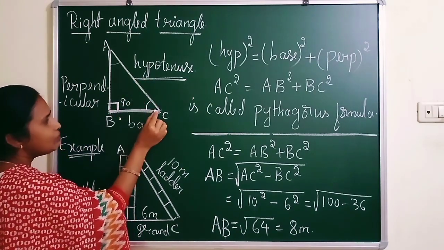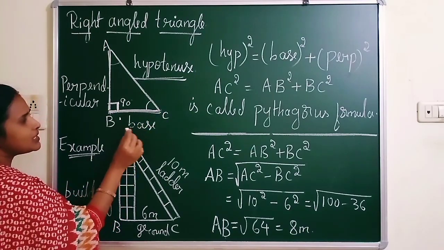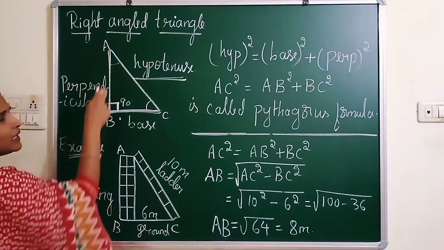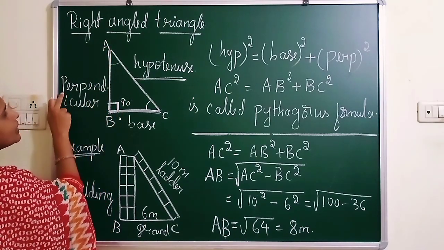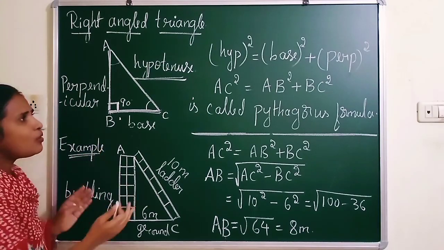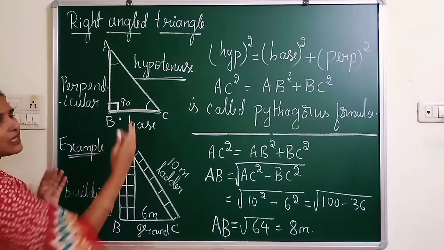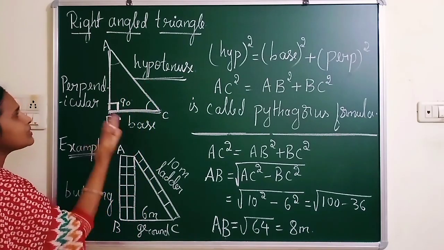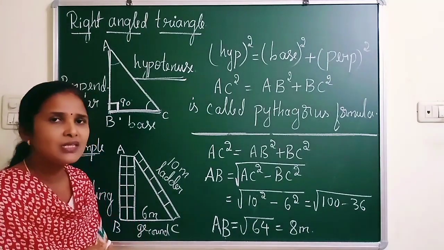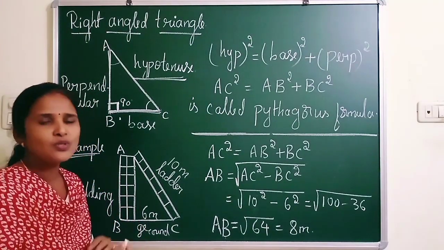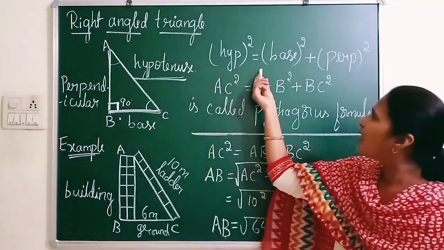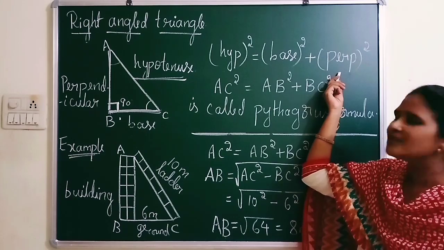And the line segment BC is called the base. And this height, the 90 degree perpendicular height, we can write as perpendicular or altitude. Now there is a relationship between these three sides, hypotenuse, base and perpendicular. That relationship is called the Pythagoras formula. Here you can see the relationship: hypotenuse square equals base square plus perpendicular square.